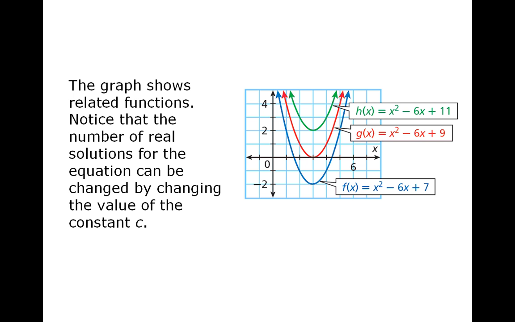So here's a graph and it shows related functions. So notice that the number of real solutions for the equation can be changed by changing the value of the constant c. x squared minus 6x plus 11 is in green. Then we have the plus 9 in red and the plus 7 in blue. So the blue has two distinct real solutions. The red has one distinct real solution, and the green would have two distinct non-real complex solutions.